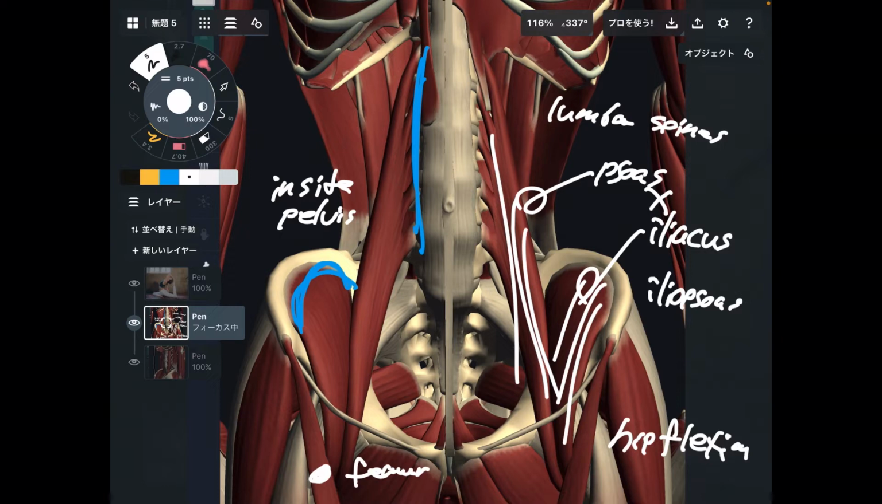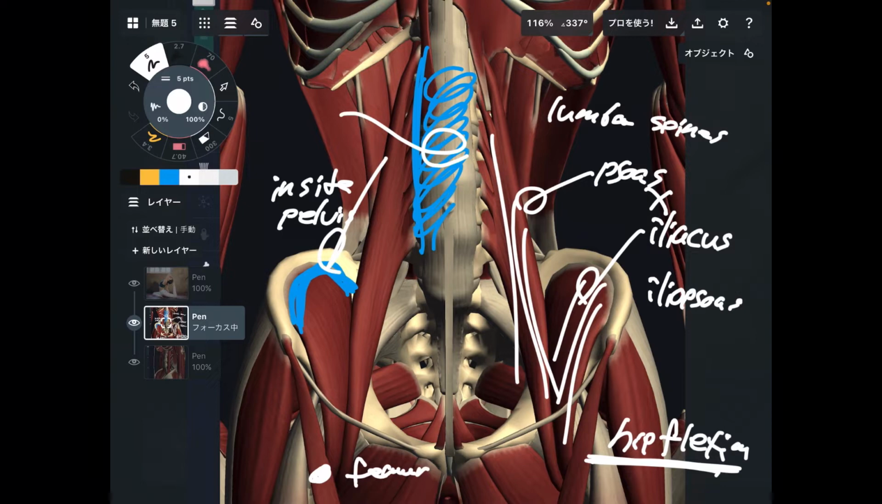And they both move quads. Why? Because psoas originates from lumbar. Iliacus originates from pelvis. They move pelvis and lumbar spines. This is important thing. Important movement is hip flexion. So if you do opposite movement, these two muscles are stretched out. What is opposite movement? That is extension. Hip extension. This is important movement. Hip flexion, that is movement of these two muscles. Extension is when these muscles are stretched out.